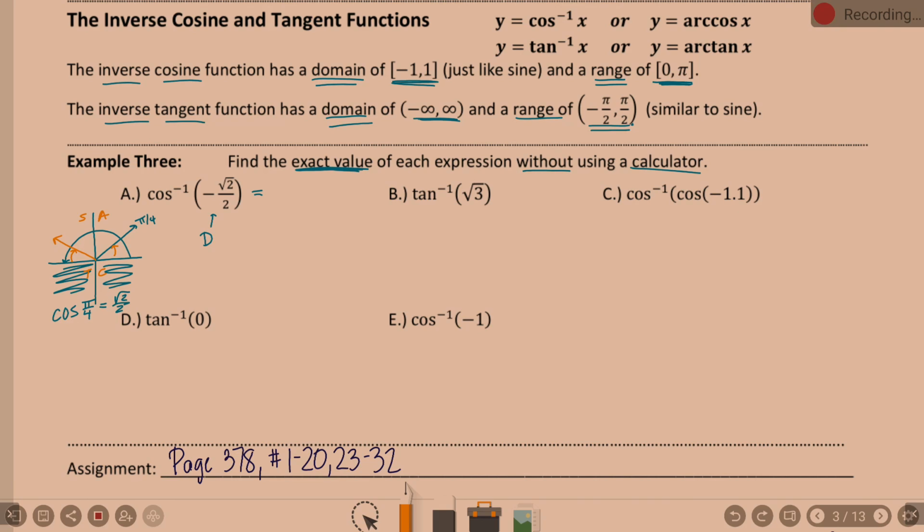3 pi over 4? And I'll be honest, if you look at the unit circle, you can pretty much just look for what is the pi over 4 angle in that quadrant. You can also do the idea of 4 pi over 4 minus, and if I want that distance to be pi over 4, what is 4 pi over 4 minus pi over 4? And that gives me 3 pi over 4.